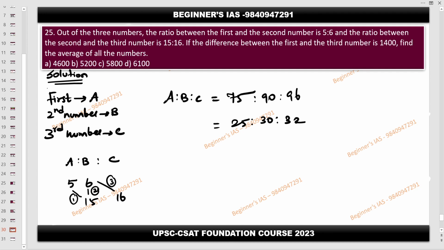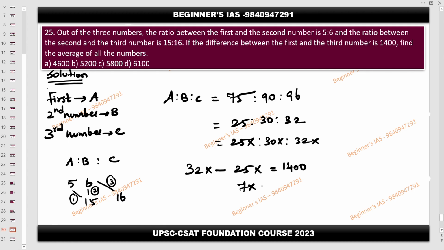If they are given in terms of a ratio, then you have to take that as x. A is to B is to C is nothing but Ax, Bx, Cx. Then you can consider this as 25x, then here 30x, then here 32x. Now the question is the difference between the first and third. Third is 32x, first is 25x. Difference between them is 1400. Then here 7x is equal to 1400, therefore x is equal to 200.